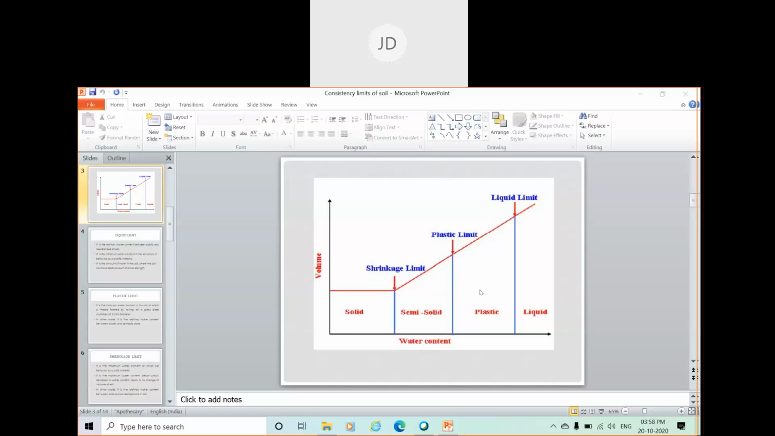Understood? Is there any doubt on shrinkage limit? You can write yes or no.